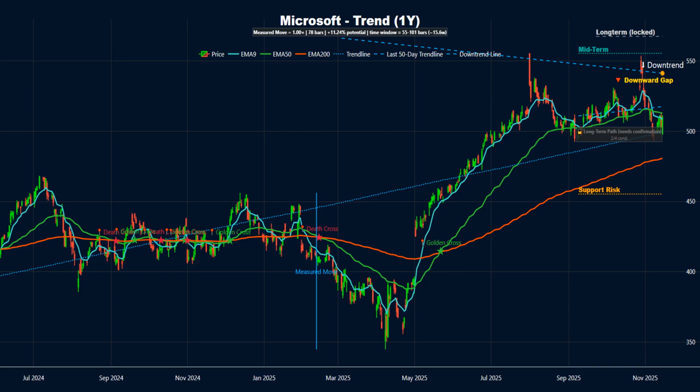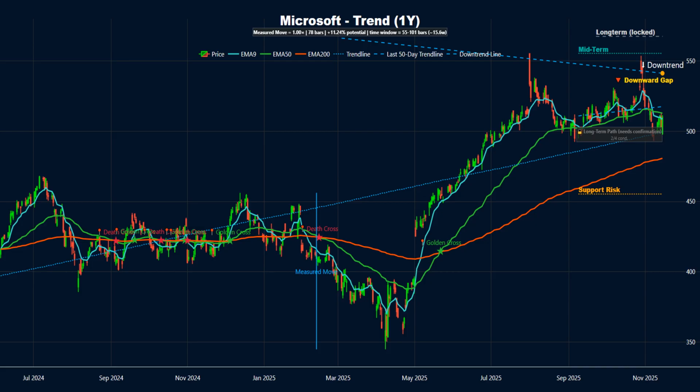The long-term roadmap is in an early build phase, with 2 of 4 confirmations in place: prior high cleared, EMA 200 reclaimed, and downtrend break. EMA 50 reclaimed is still pending. Based on the length of the prior impulse, an estimated completion window ranges from about 55 to 101 sessions, which is roughly 15.6 weeks. Invalidation sits near approximately $493.25 on a decisive daily close below that level.